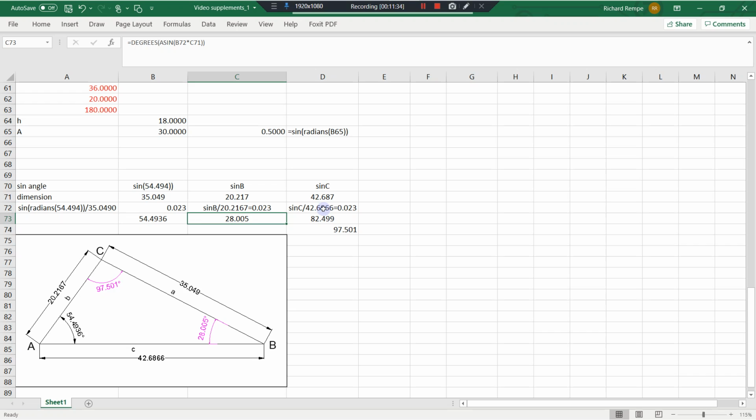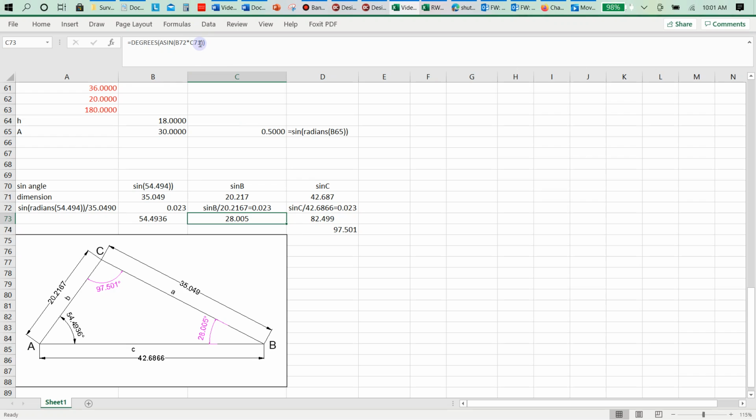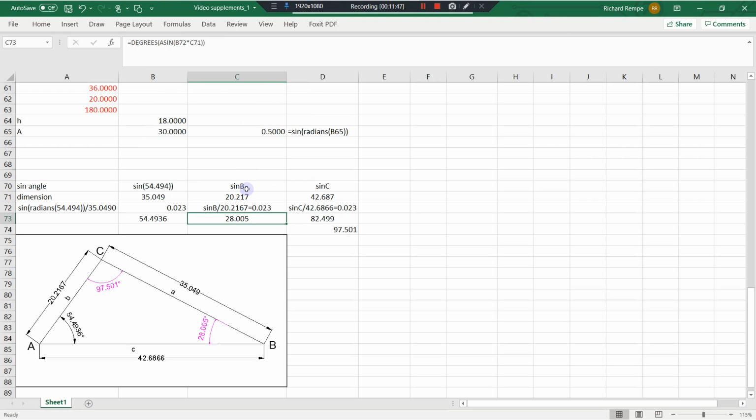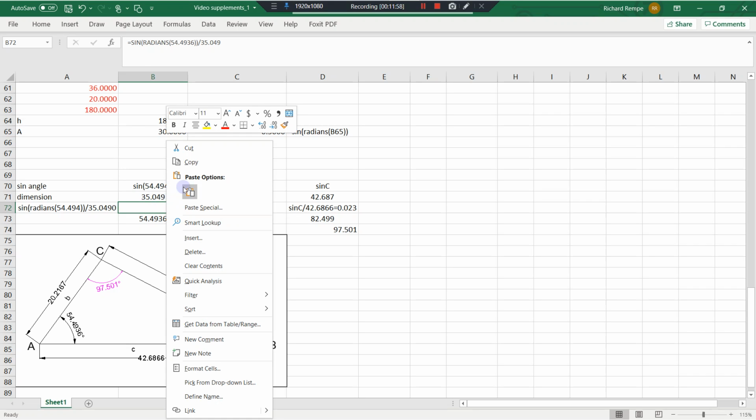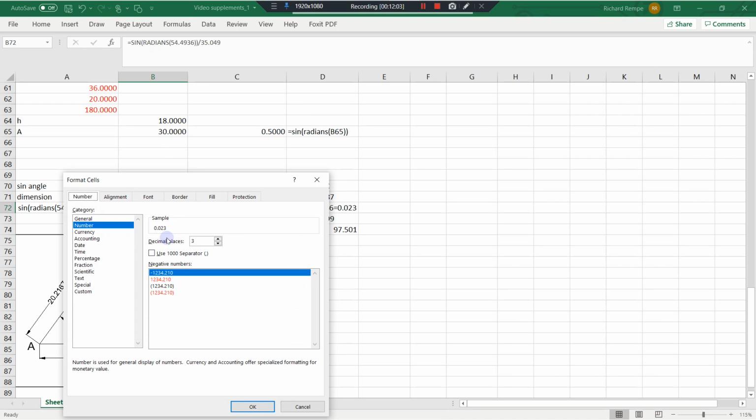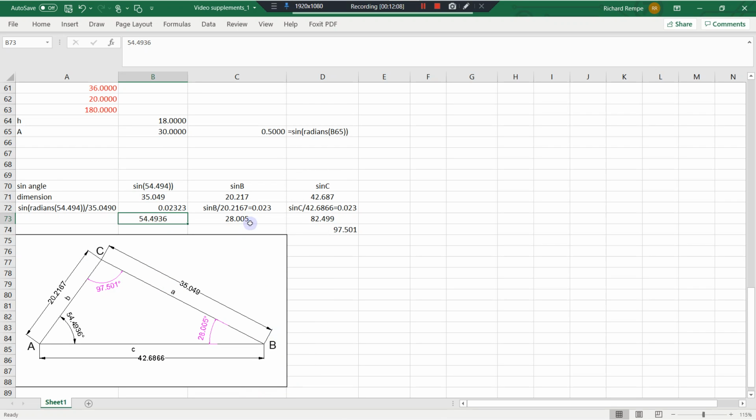Right here we got the arc sine of c is 42 times 0.023. And that's how you get, I did the 0.023, I hold the cell C72, B72. I use that because it's carried out to more decimal places. Let's see, format cell, increase the decimal places. So there you go. Here I just did it so you could see what it was, how it was being equalized.